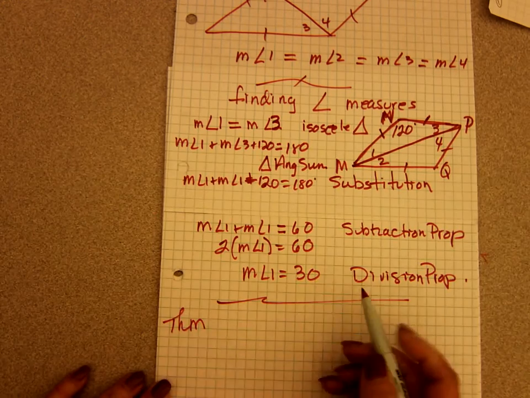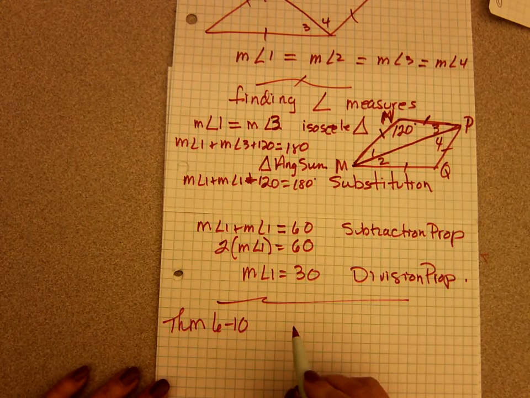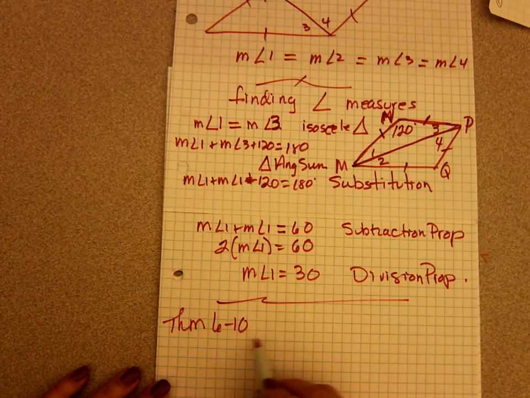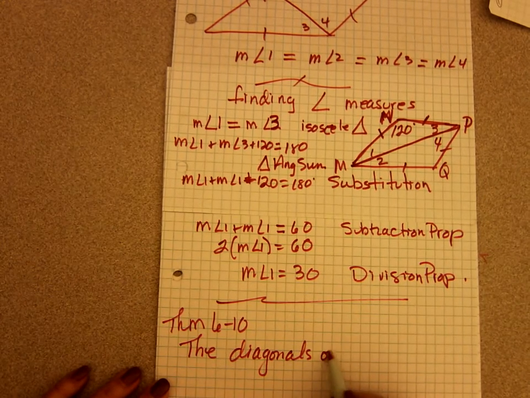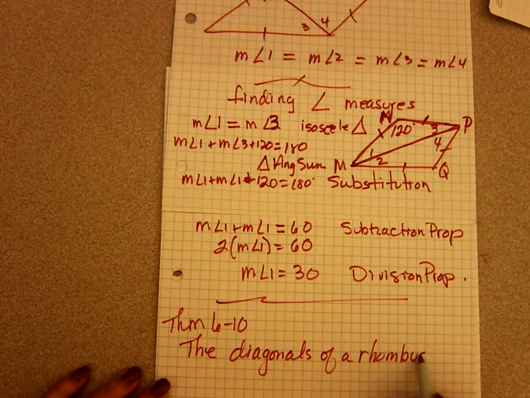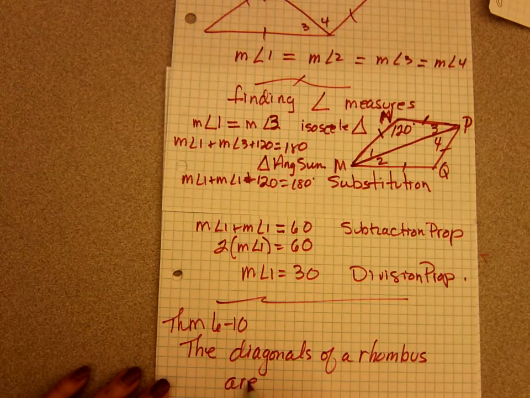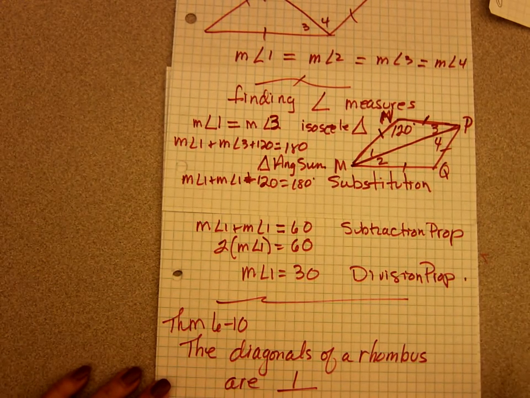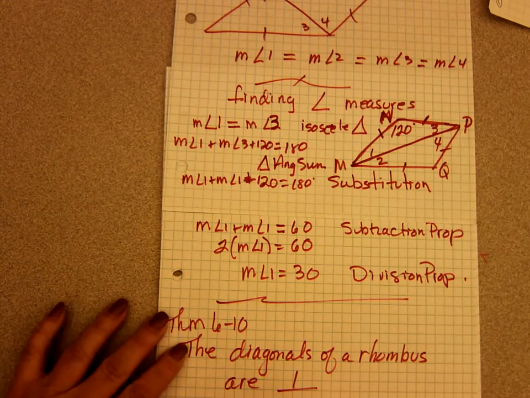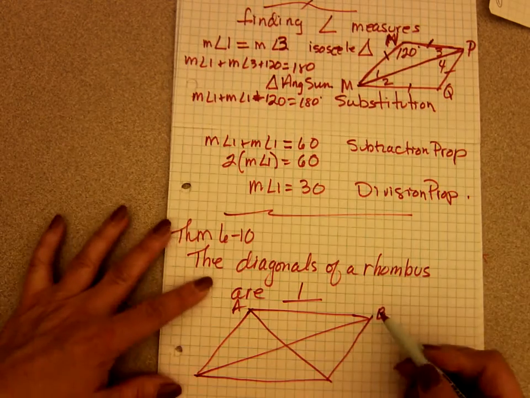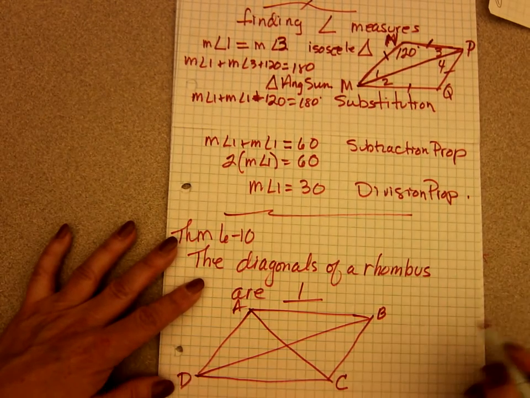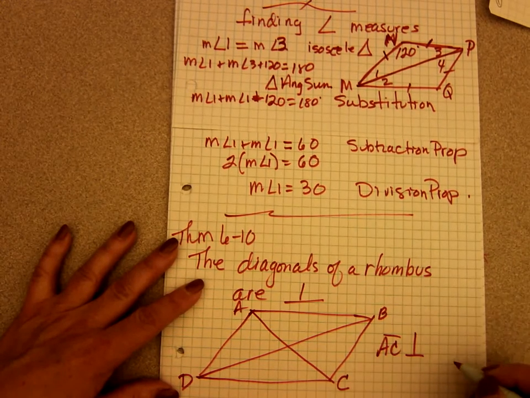Next theorem, which is 6-10, states that the diagonals of a rhombus are perpendicular. AC is perpendicular to BD.